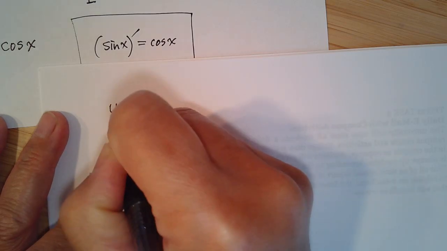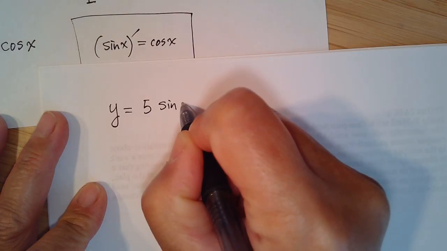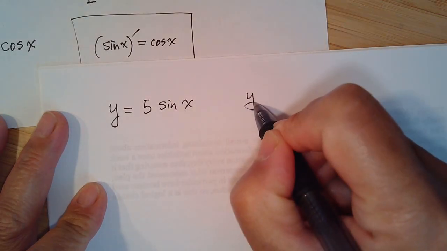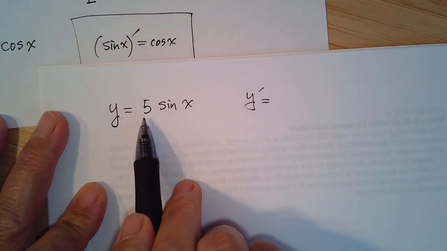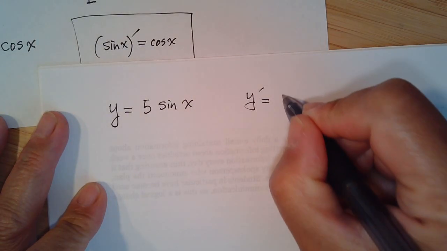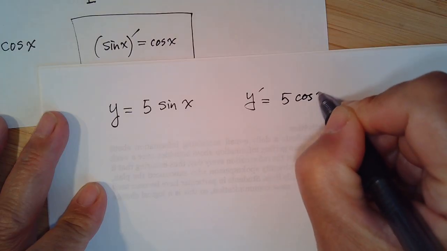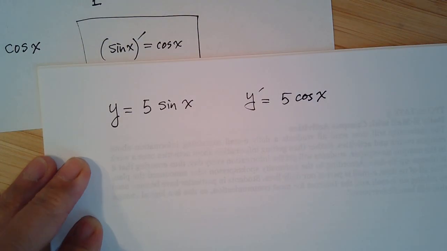Okay, if you have y equals 5 sine x, what is y prime? Y prime, this 5 stays as a 5, and the sine prime is just cosine x. So you get 5 cosine x. Okay?